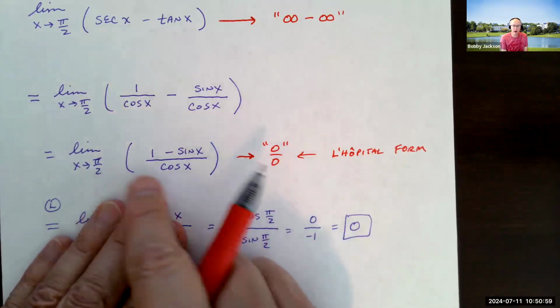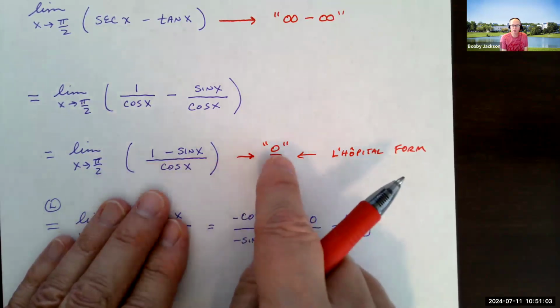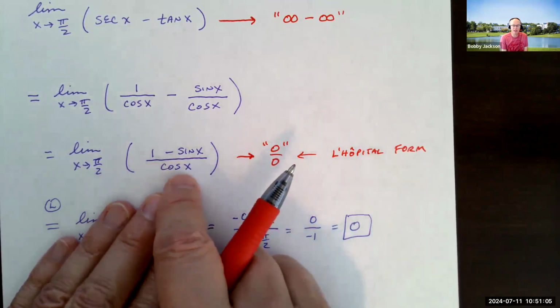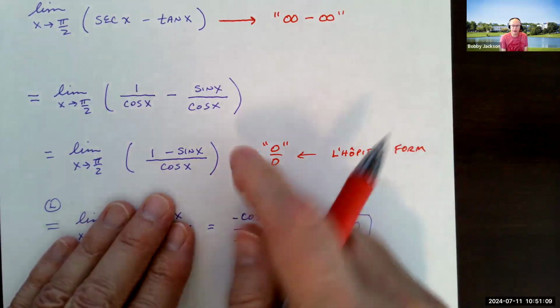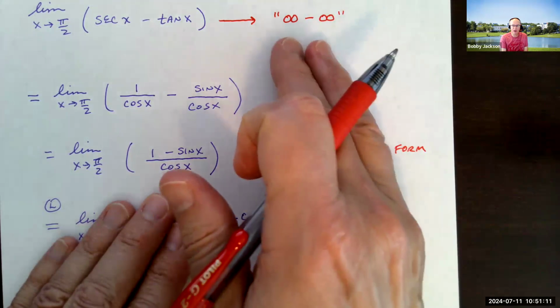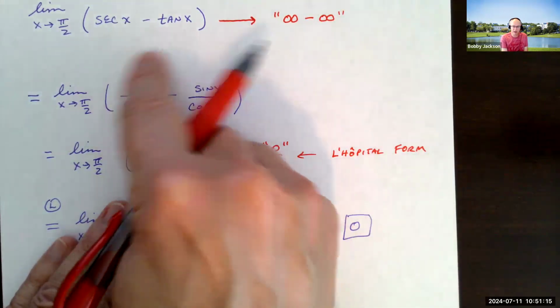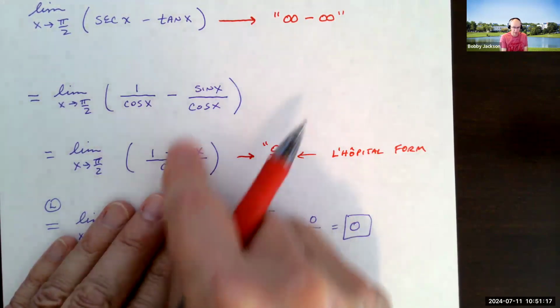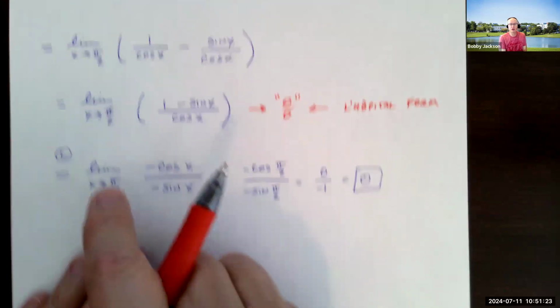And now as I approach pi over 2, what happens? Sine of pi over 2 is 1, so 1 minus 1 is 0. Cosine of pi over 2 is 0, right? So guess what? We're in L'Hopital's rule form. So I have to do a little manipulation to get infinity minus infinity to be in this form. That's typically what you're going to do when you have that situation. You're going to combine them as one fraction a lot of times. Okay, so now I can use L'Hopital's rule.